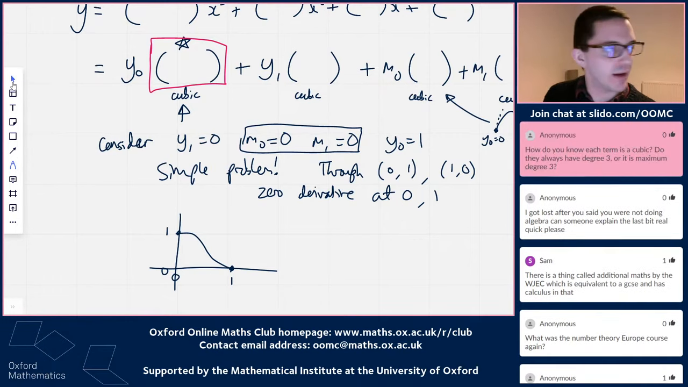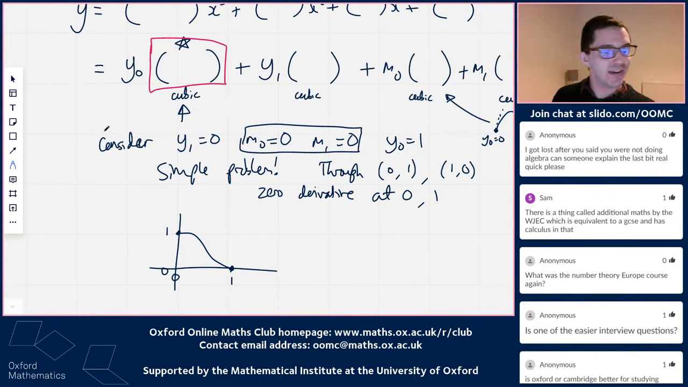Okay, great, cool. How do I know each term is a cubic? So it could be degree 3 or it could be maximum degree 3. That's a good point.